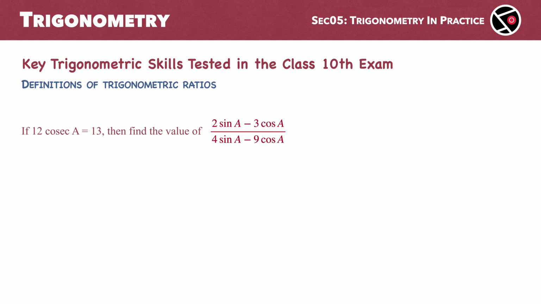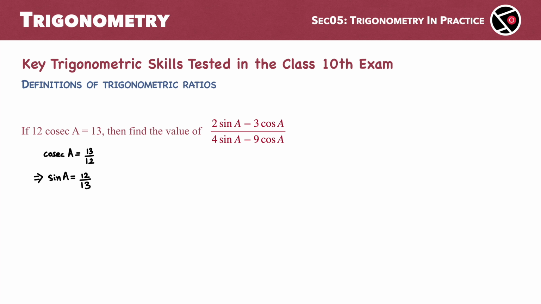If 12 cosec A equals 13, then find the value of 2 sin A minus 3 cos A divided by 4 sin A minus 9 cos A. Once again, pause the video and give this problem a try. We start with cosec A equal to 13 by 12. Cosec is 1 by sine. So, sine A is 12 by 13.